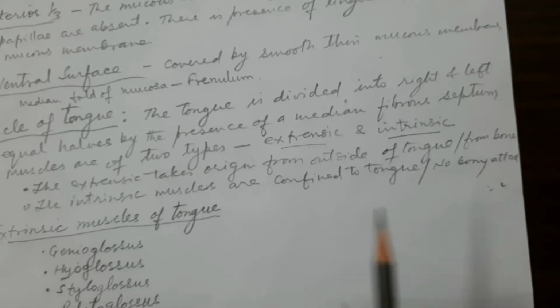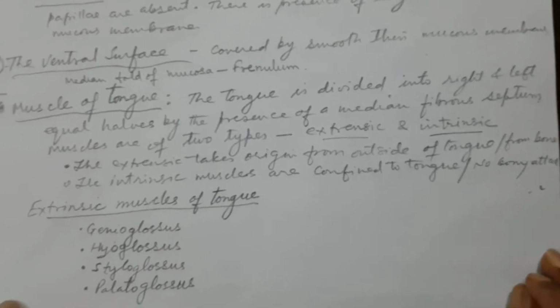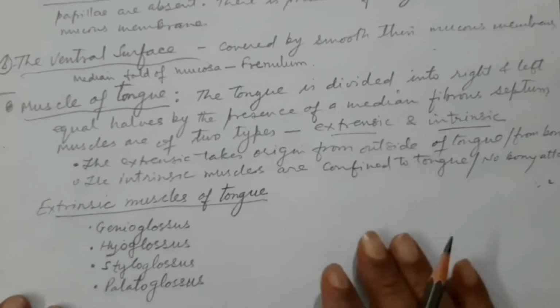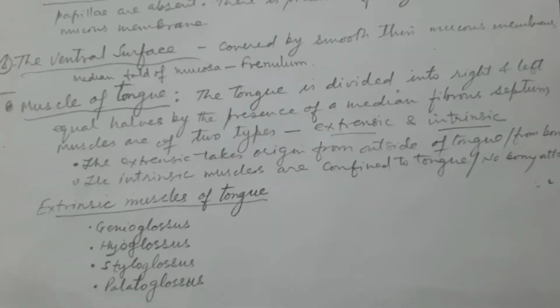The second category of muscles are the intrinsic muscles of the tongue. Intrinsic muscles of the tongue means these muscles are within the tongue. They don't come from outside. That means their origin and insertion is within the tongue, and since the tongue doesn't contain any bone, they don't have any bony attachment. Still, they are skeletal muscle.